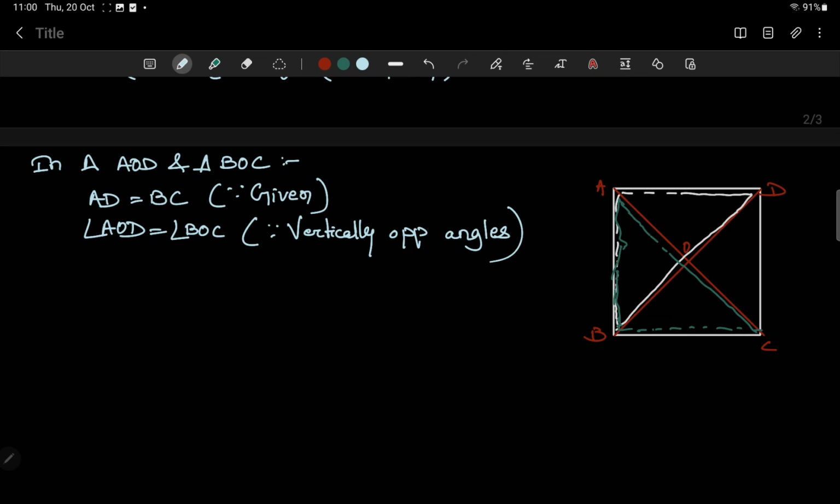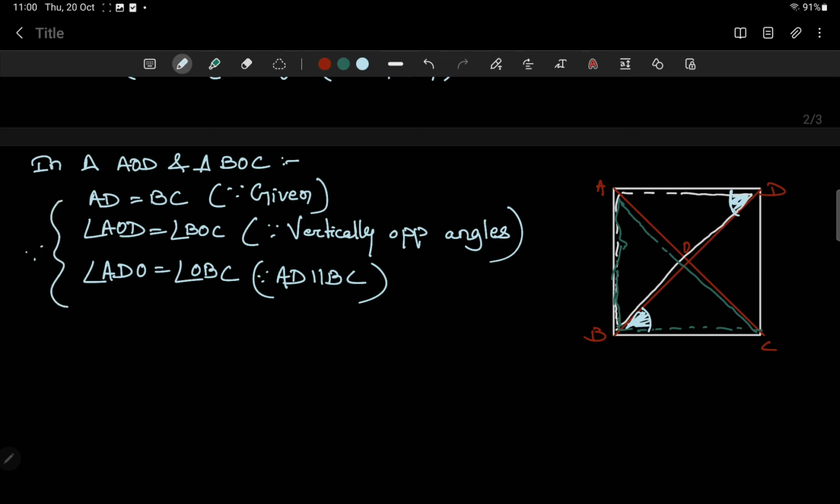Okay, and what else? This equals this, this equals this. I can write angle ADO equals angle OBC. Why? This angle ADO and this angle OBC are the same, because AD is parallel to BC, and because they are parallel, alternate angles are the same.